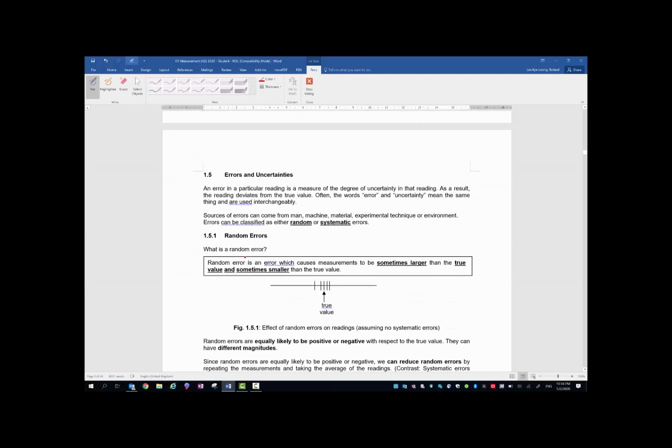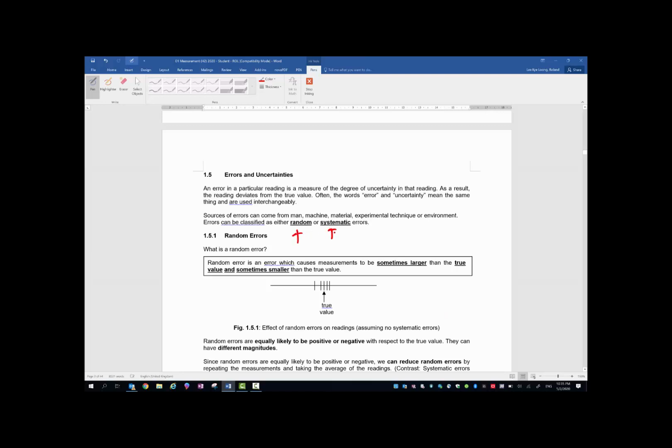Now, error and uncertainty. This is the next part. Now, let me see about the timing. Now, when you do any measurement, it is not perfect. There's bound to be error and uncertainty, and the errors and uncertainty can be random or systematic.